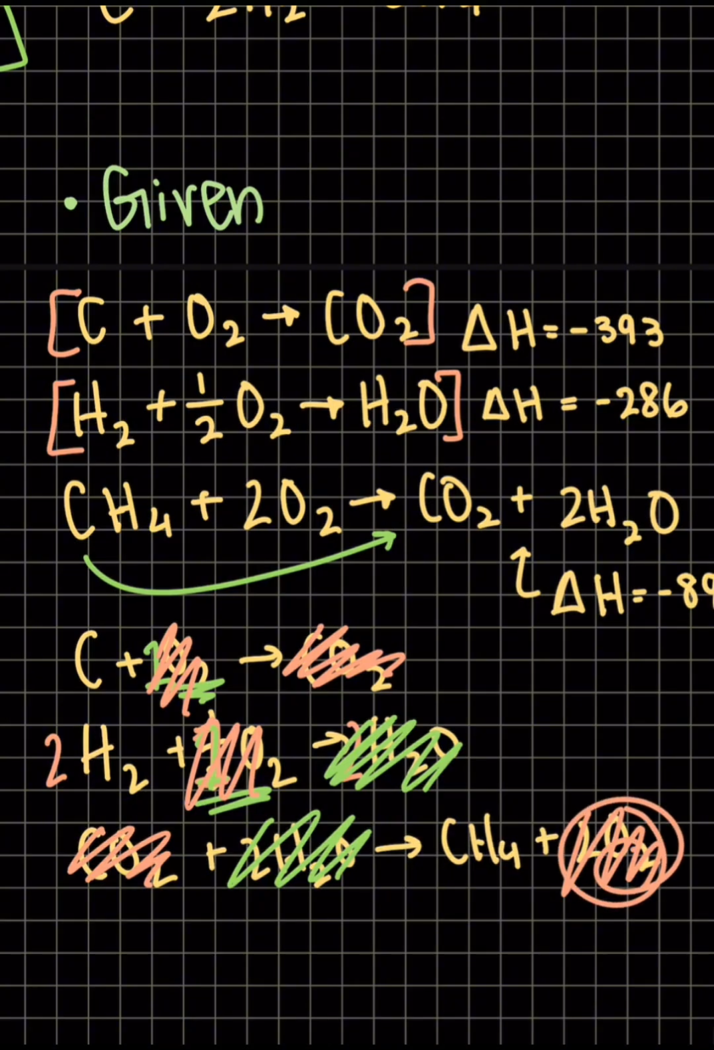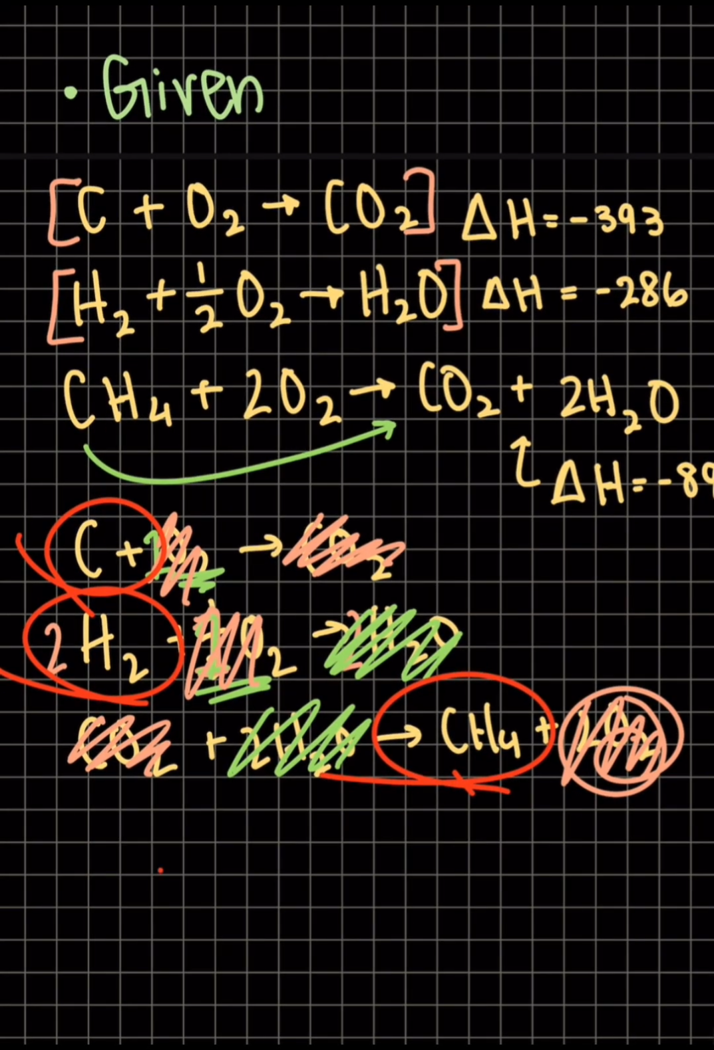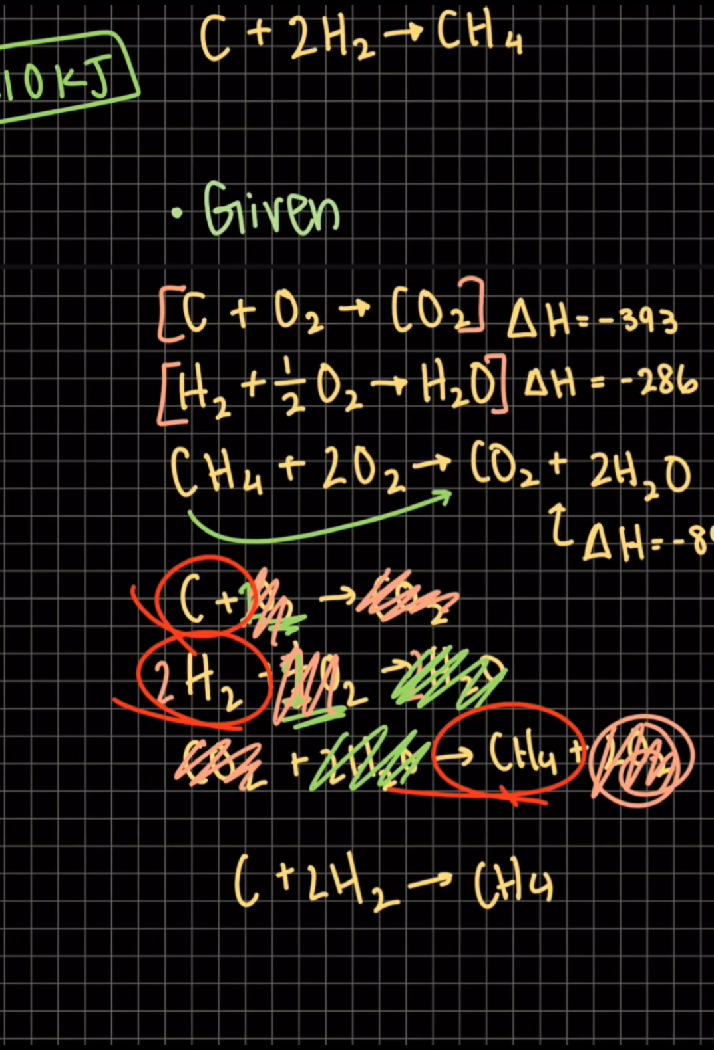Now let's look at what I'm left with. I'm left with my C, my H2, and my CH4, meaning that I can rewrite my final equation as C plus 2H2 yields CH4, which was my goal at the top. Now, we're not done. We know this. Now, we need to find the delta H.